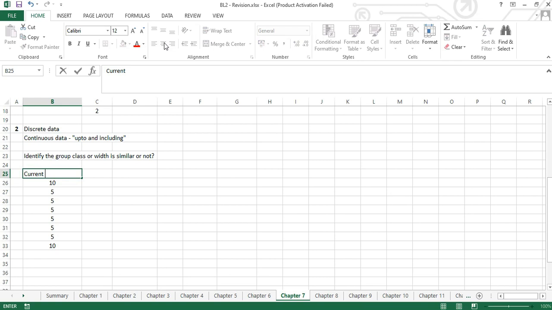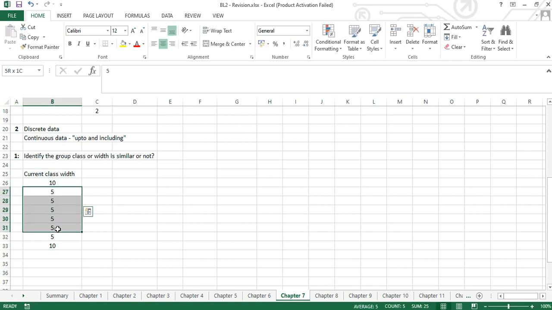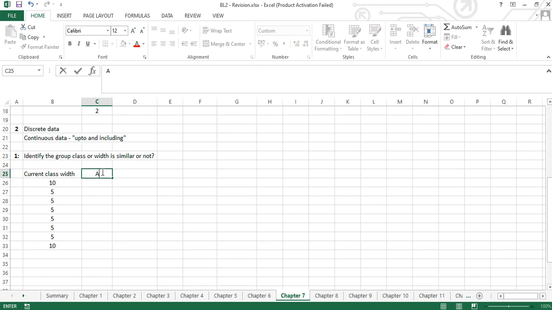Okay, current class width. Now our first step. Are they the same? No, because everything is 5, that's fine, but this 10 is not the same. Therefore, we should use something called the adjustment factor.